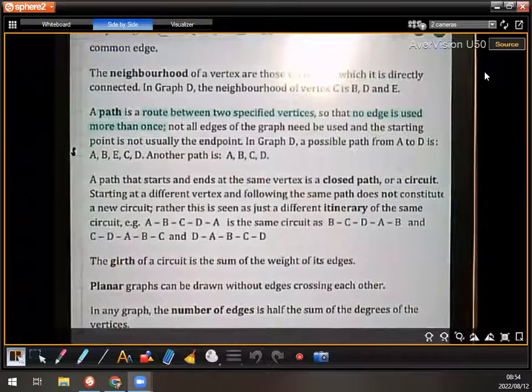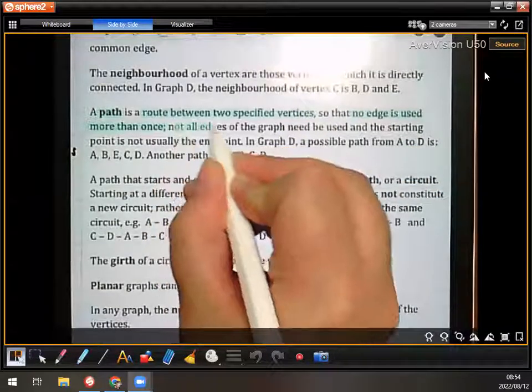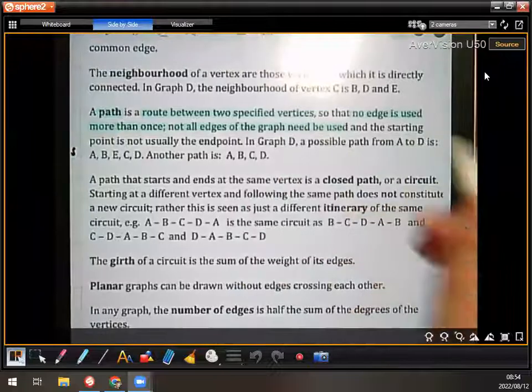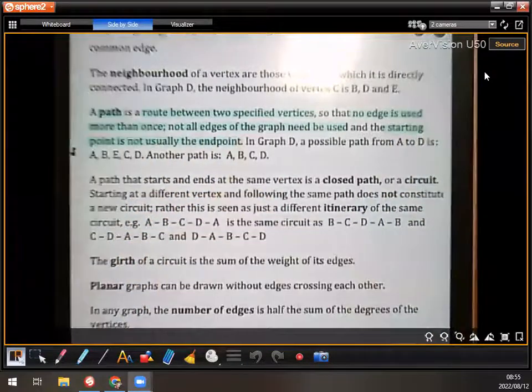Let's look at some examples now. Here, you're saying graph D. Now they're also saying not all edges of the graph need to be used, and the starting point is not usually the end point.